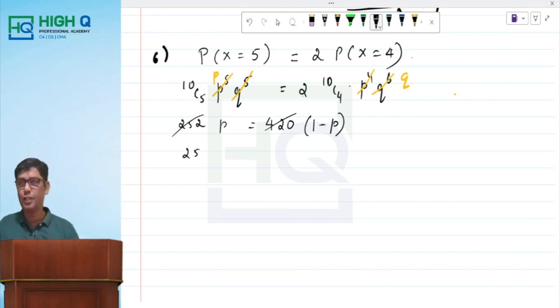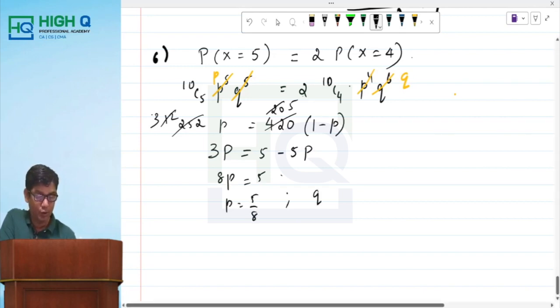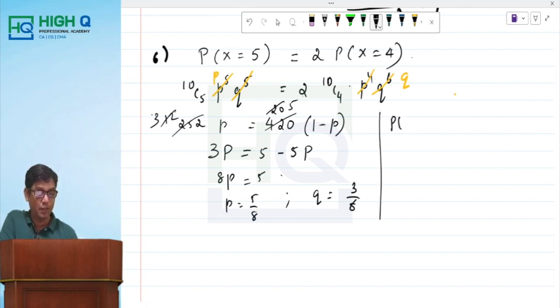1.67. Okay, divide by 21. 21 times 12 is 252, 21 times 20 is 420. So 3, 5. So what can we have? 3p is equal to 5 minus 5p. So, therefore, 8p is equal to 5. What is p equal to? Therefore, what is q equal to?